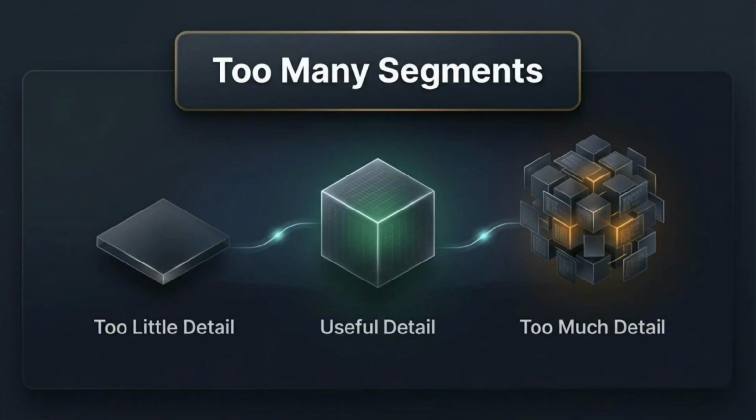ASC 280 is designed to improve transparency, but too many segments can create confusion instead of clarity. Too little detail hides risks and masks performance differences. Useful detail explains the business in a way that users can analyze. Too much detail creates clutter and dilutes the message. As a practical warning, more than 10 reportable segments may indicate excessive disaggregation, although this is not a hard numerical ceiling.